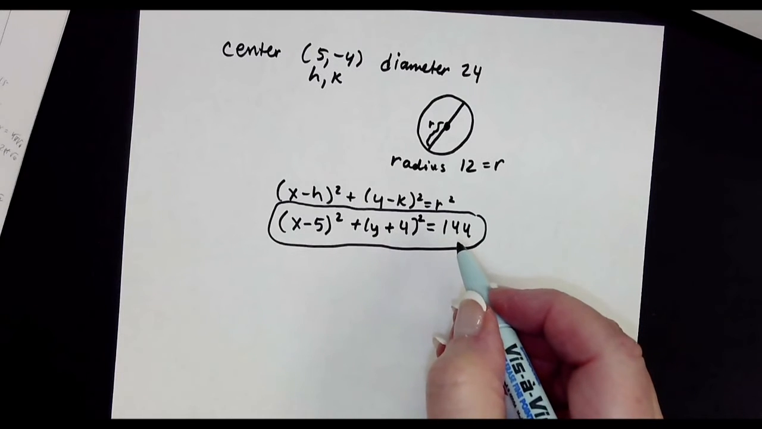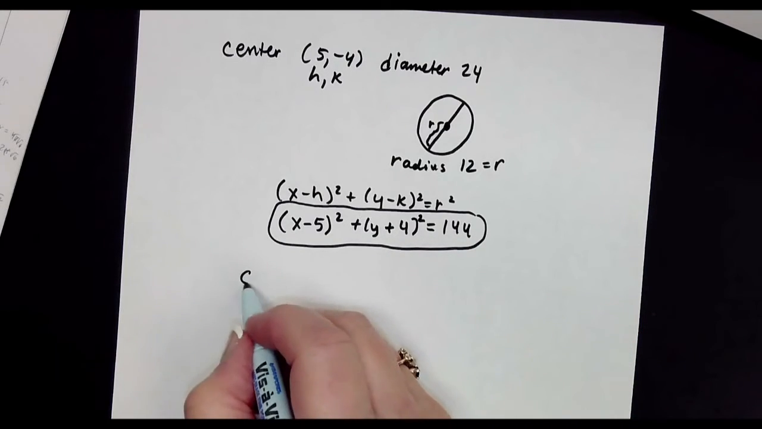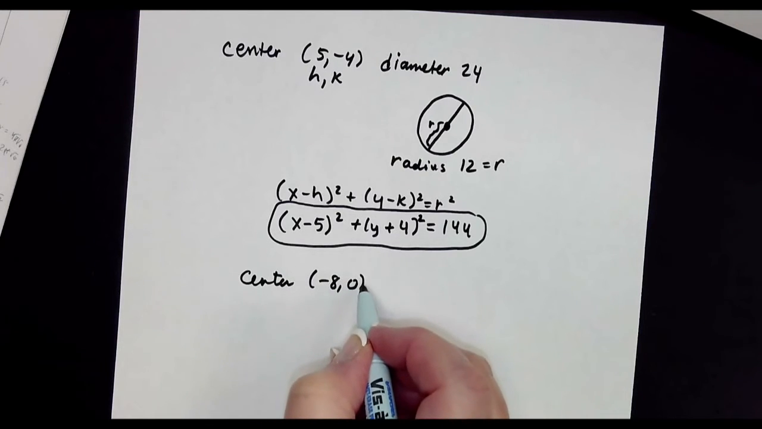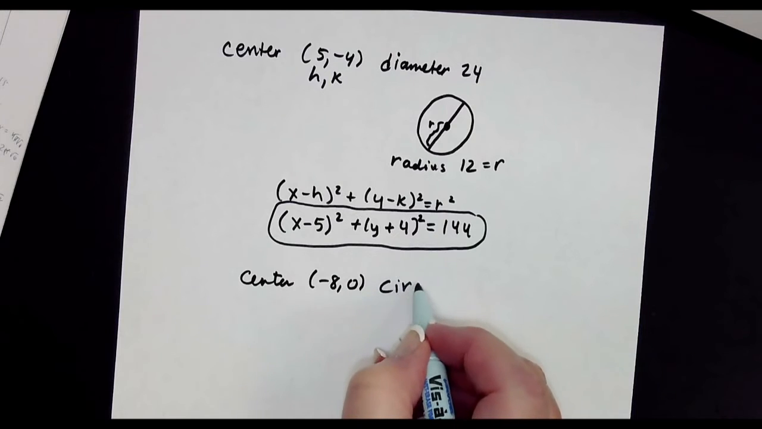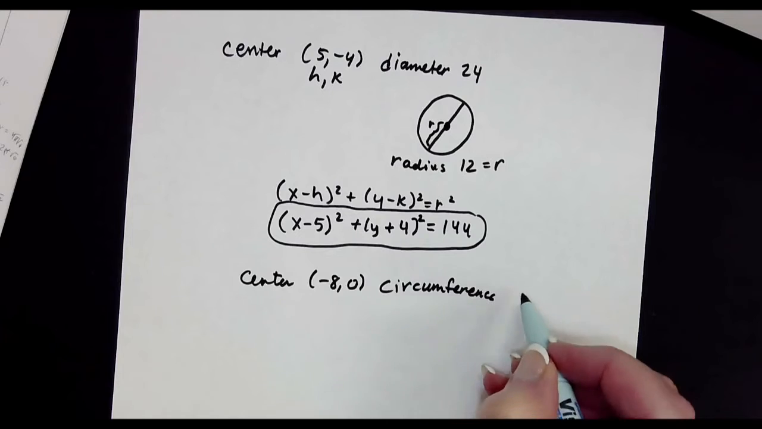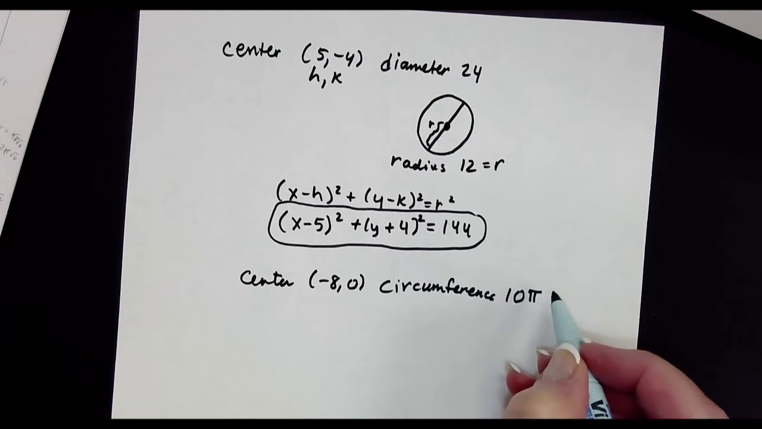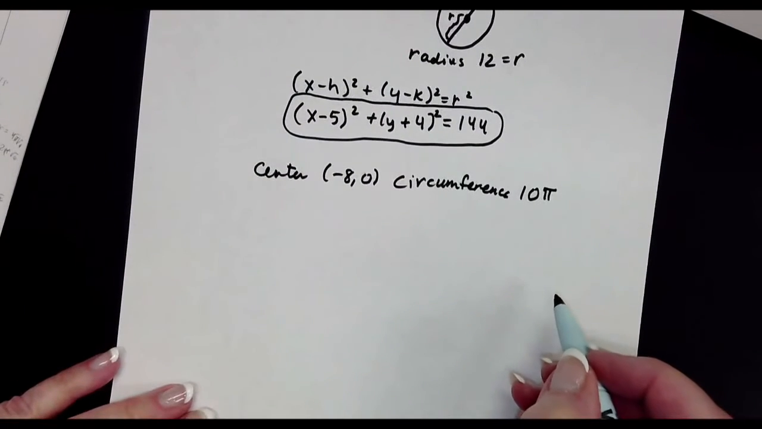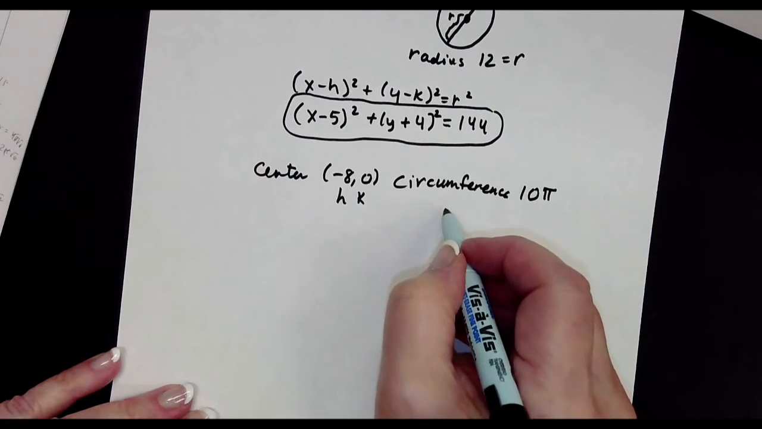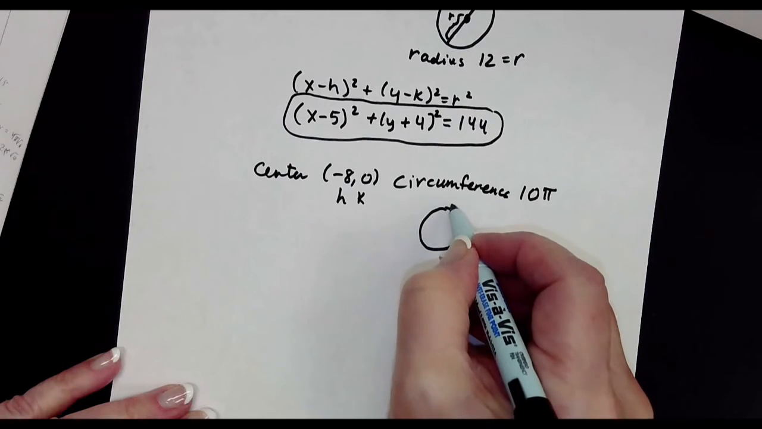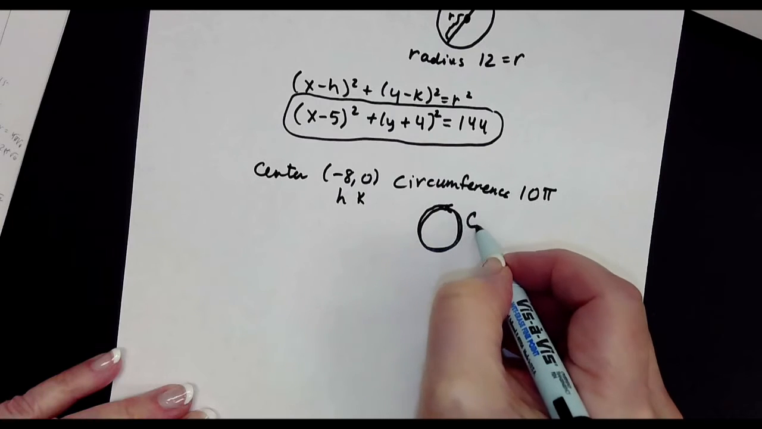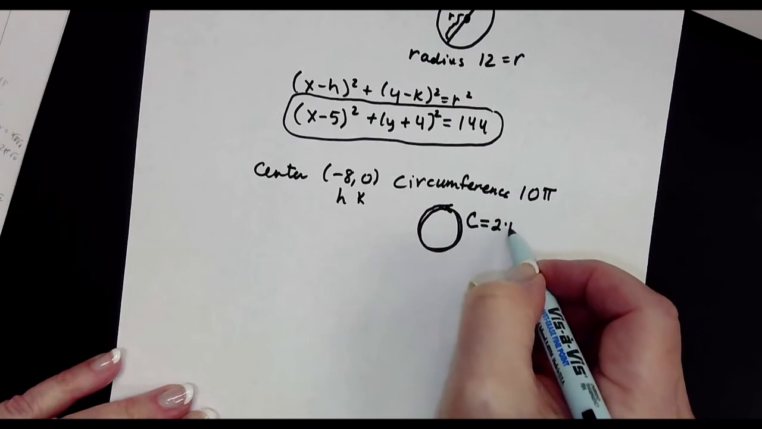Another way that they're going to ask us is if we have circumference. So you're going to have center at -8, 0 is the one they give here. And the circumference is going to be 10 pi. Now again, they want you to write it in standard form. So we need an h and a k and an r. So here's h and k. Circumference, we now know, is also something you learn in geometry. The distance around a circle is its circumference. So we have 2 times pi times r.